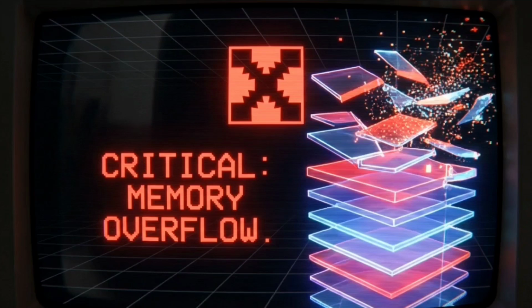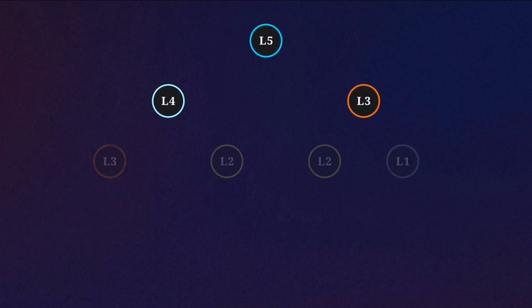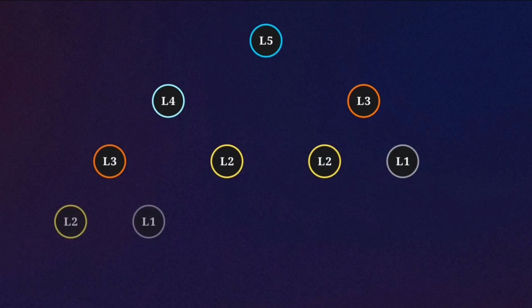It throws a terminal error: maximum call stack exceeded. This happens because of overlapping subproblems. Because the recursion tests every branch blindly, it ends up computing the exact same localized layout combinations thousands of times. The redundant calculations scale exponentially, overwhelming the processor.